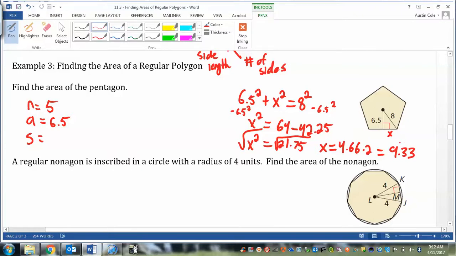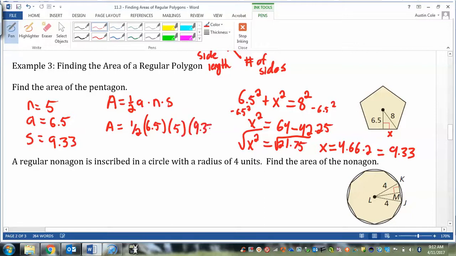Okay. And then since we have our side length, we can plug it into our formula, right? Area equals 1/2 the apothem times the number of sides times the side length. Area equals 1/2. We said our apothem is 6.5. Our number of sides is 5. Our side length is 9.33.